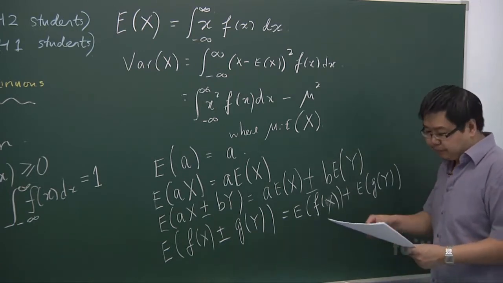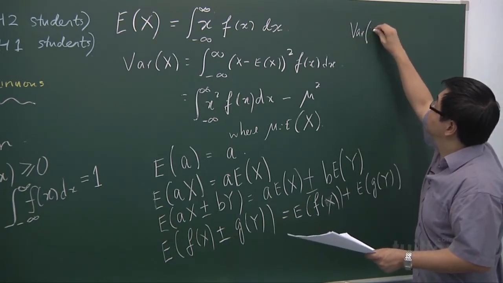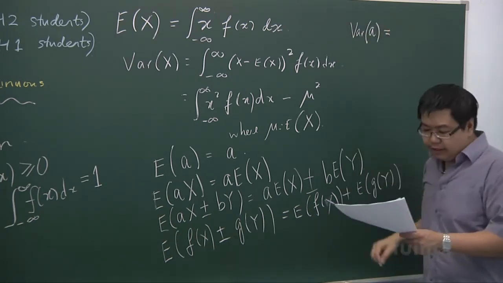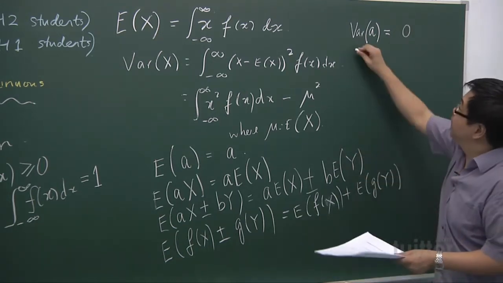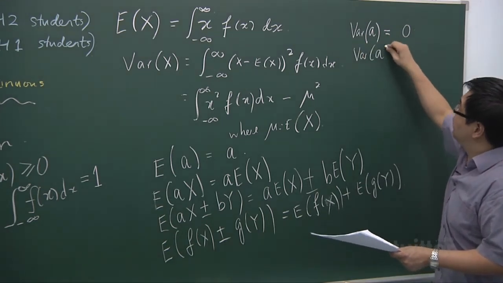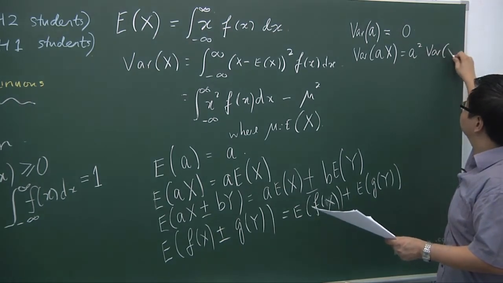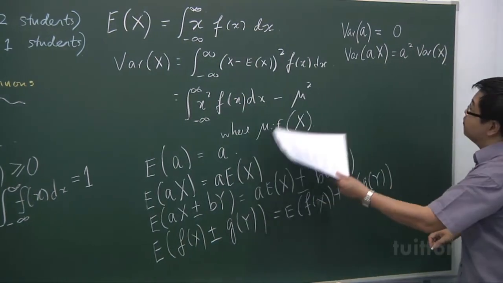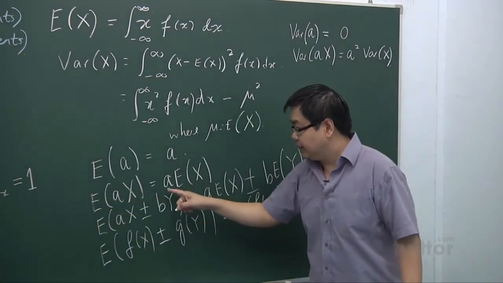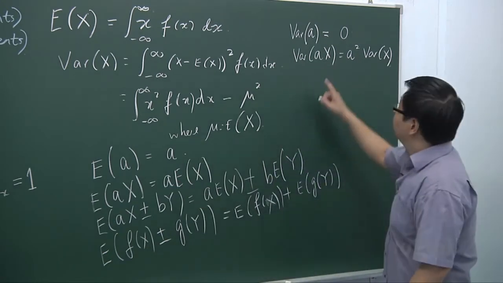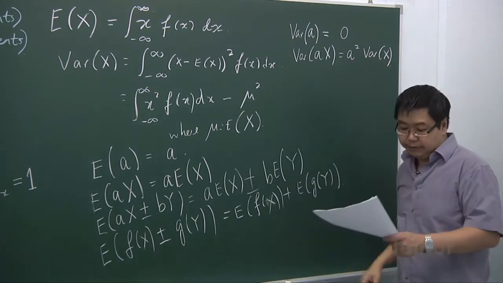Coming to variance now. Likewise, for the continuous random variable and discrete, it's the same thing. The variance of a constant is 0. And the variance of a times x is going to be a squared times the variance of x. So for expectation and variance, the difference is that when you want to take the constant out of expectation, it's just a times the expectation, whereas for variance, when you want to find the variance of 2x, it will be 2 squared times the variance of x, okay?